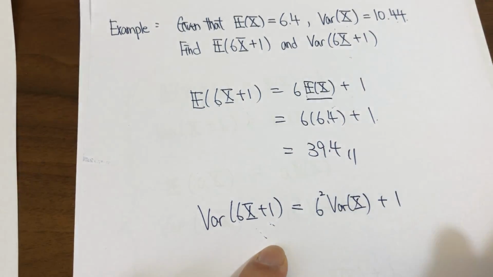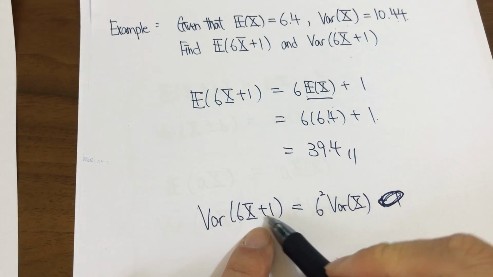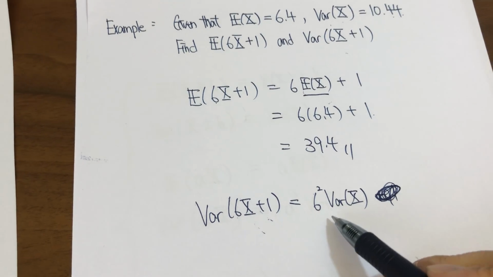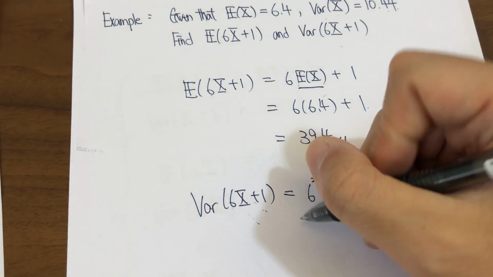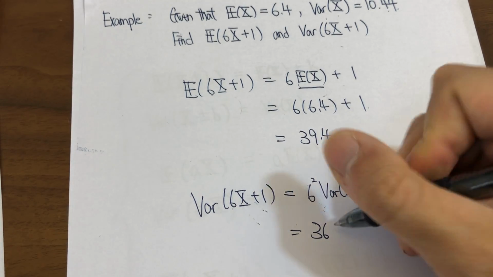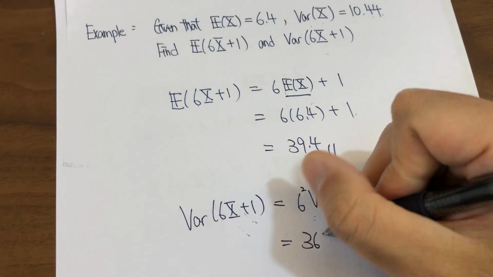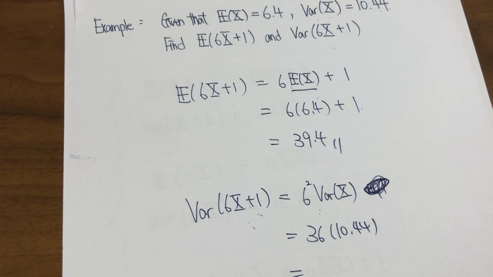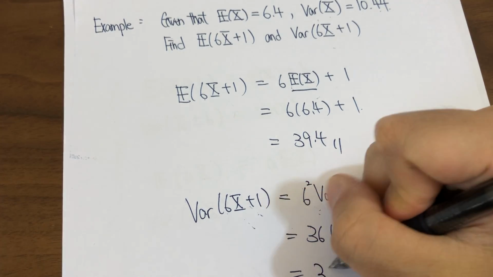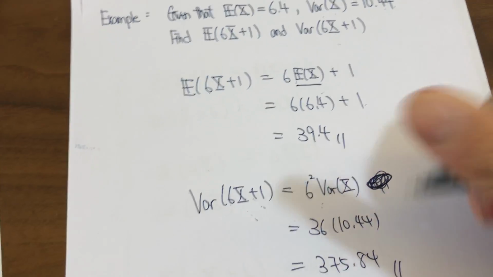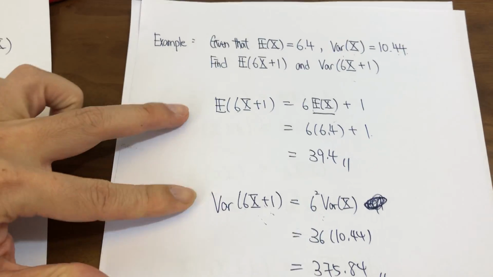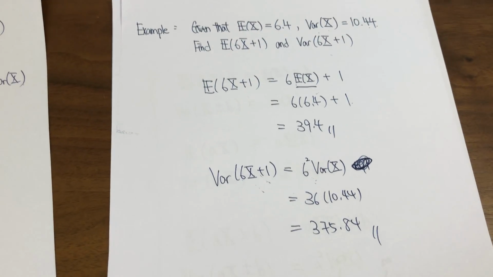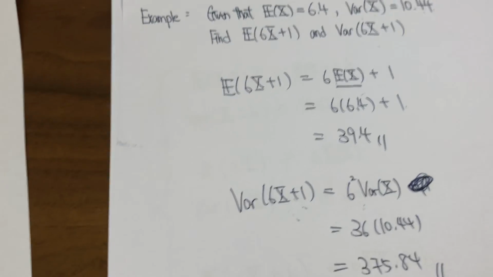Do I need to plus 1? No need, because plus or minus a constant doesn't change the variance. So we do not need to plus 1, just 6 squared times the variance of x, which is 36 times the variance of x. The variance of x is given as 10.44. So we have 36 times 10.44, which is 375.84. Okay, so this is how we use the rules to simplify expected value and variance. What do you think?